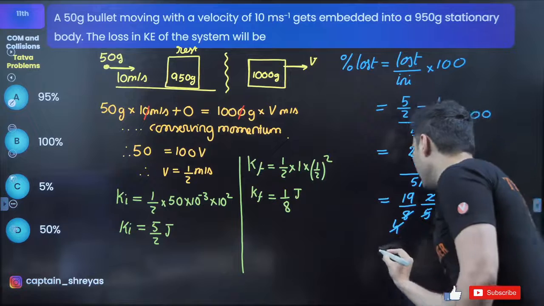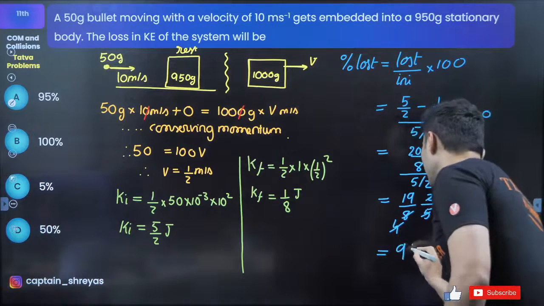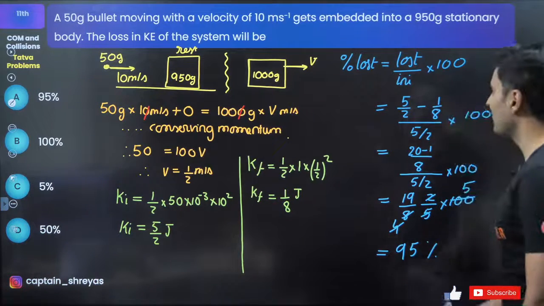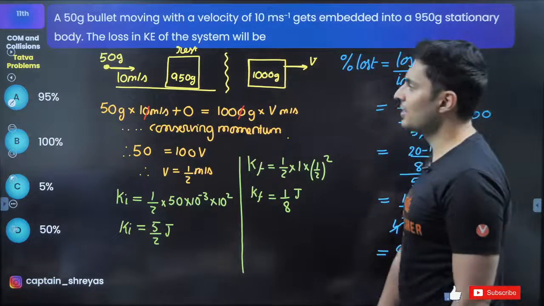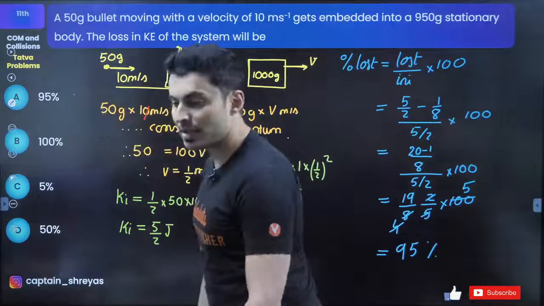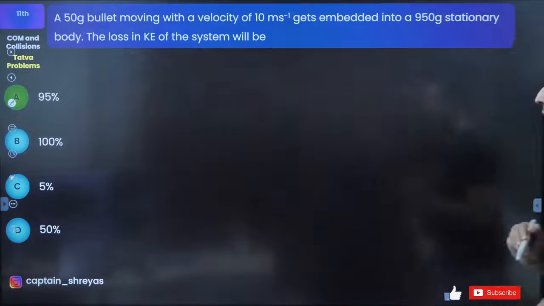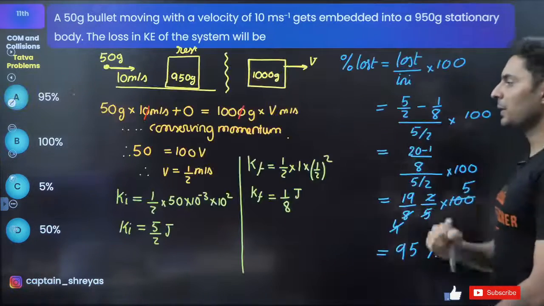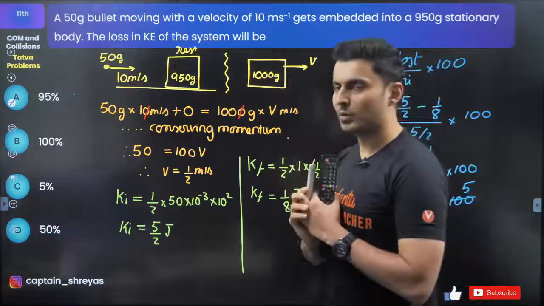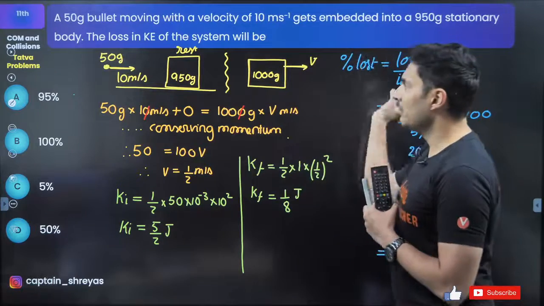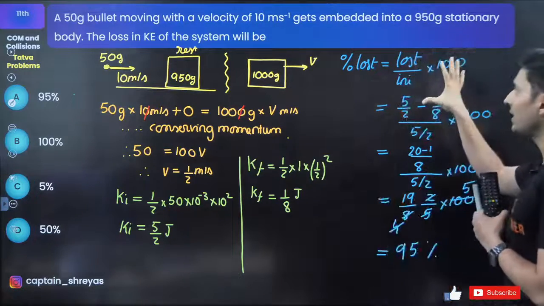5 times. So 19 5s are 95. So this is 95%, the percentage energy lost, which is obviously option number A, like many of you predicted. Very good. So the concept over here was to find the percentage energy lost, we need the final energies.